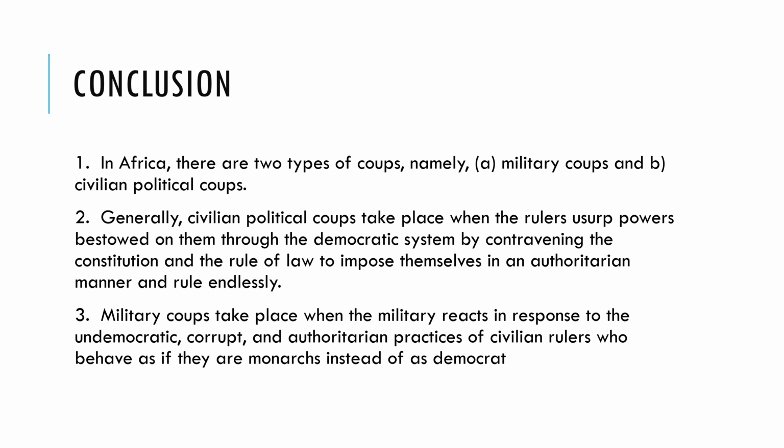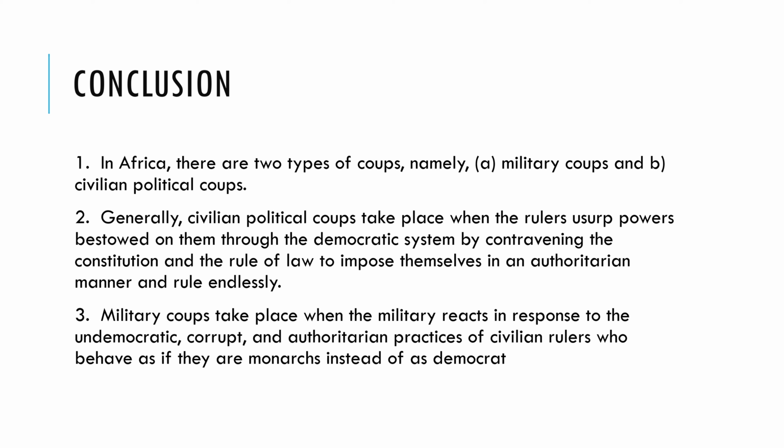In conclusion to this part 1 of the presentation, which focuses on the push and pull factors for military intervention in Africa, the following observations are made. 1. In Africa, there are two types of coups, namely military coups and civilian political coups. 2. Generally, civilian political coups take place when the rulers usurp powers bestowed on them through the democratic system by contravening the constitution and the rule of law to impose themselves in an authoritarian manner and rule endlessly.